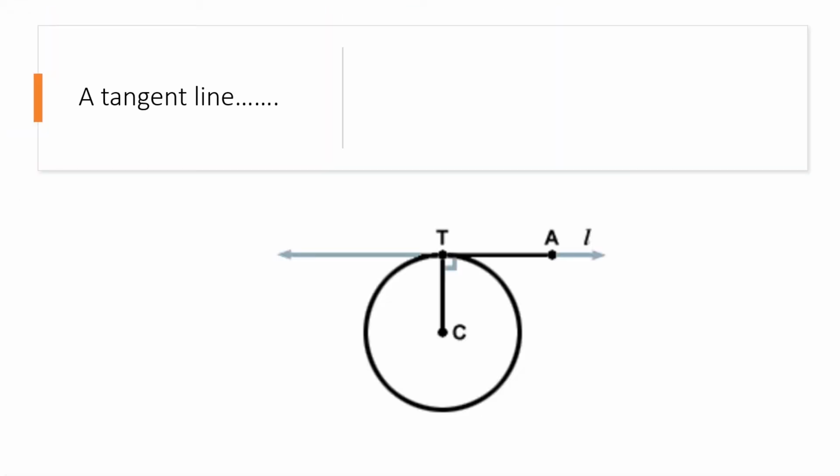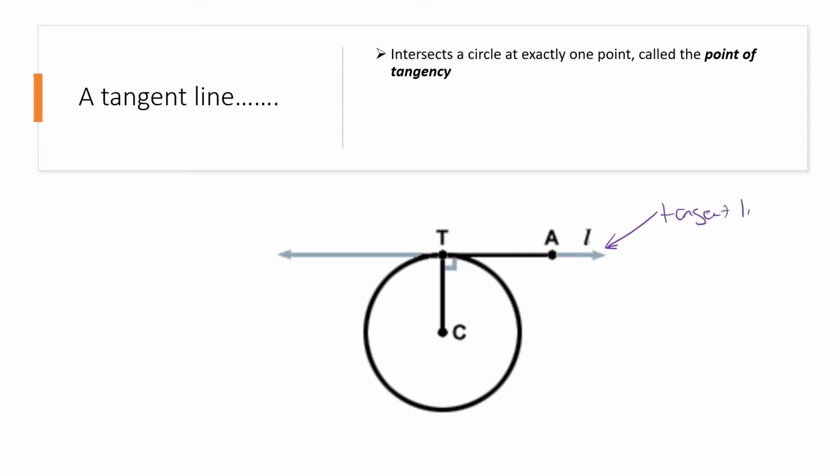A tangent line intersects a circle at exactly one point called the point of tangency. So here we could see that line L is our tangent line right here. And point T would be our point of tangency. I'm just going to call it POT. So point T is our point of tangency.